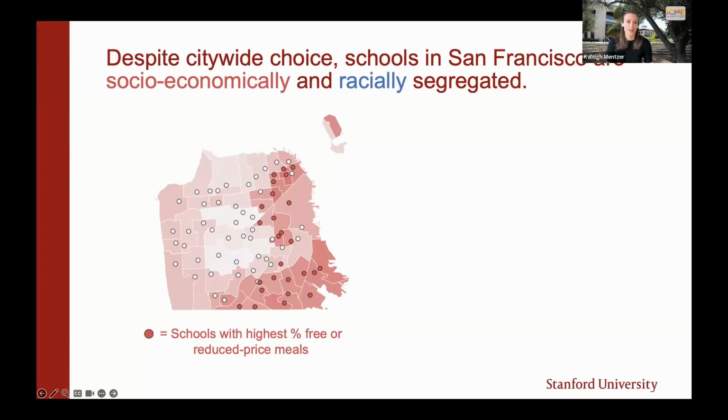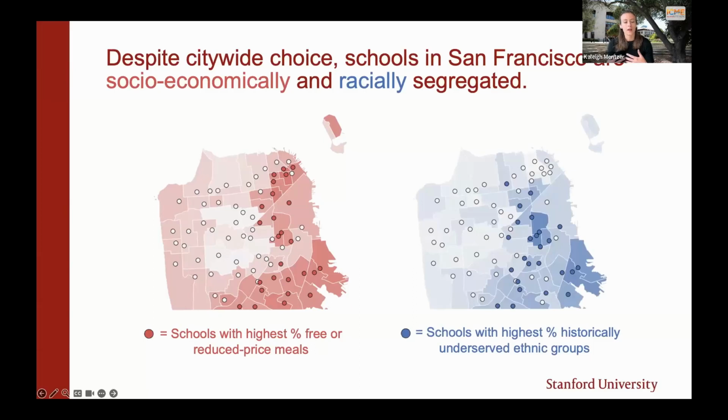So the more socioeconomically disadvantaged neighborhoods also have socioeconomically disadvantaged schools. So this kind of indicates that we potentially have not been able to disrupt this coupling between neighborhood socioeconomic status and school socioeconomic status. We can also look at this from a different perspective, from the racial perspective. And here we're looking at the district's definition of historically underserved ethnic groups. And again, we see that neighborhoods with the highest percentage of students from historically underserved ethnic groups also have schools that are from those groups.